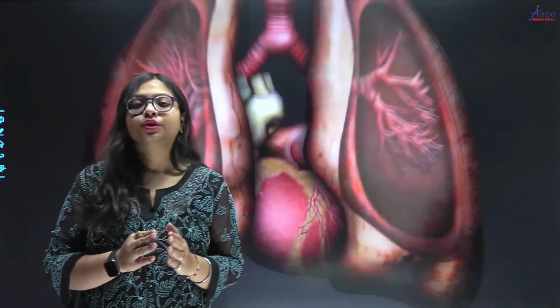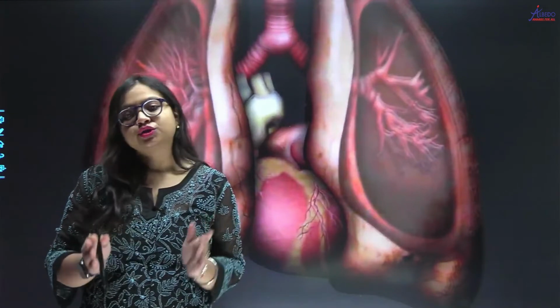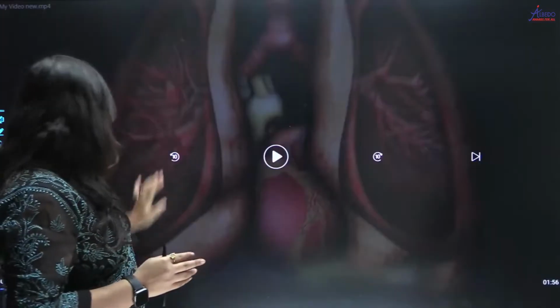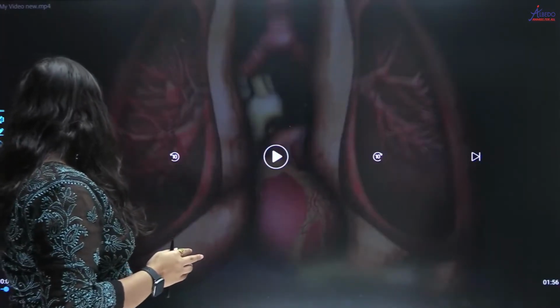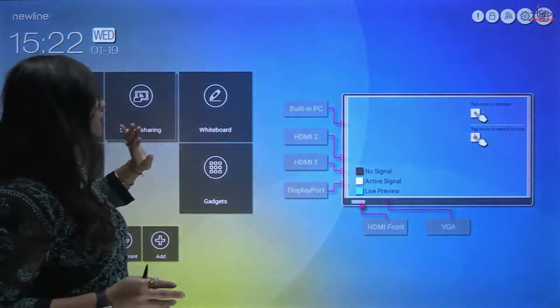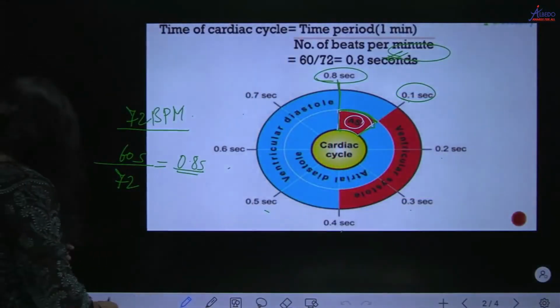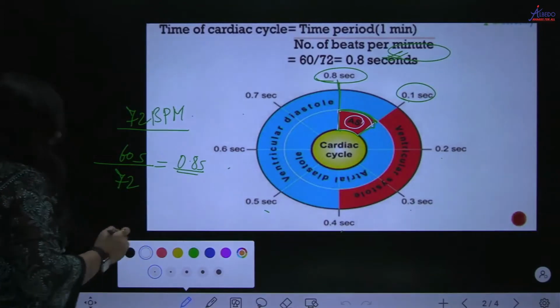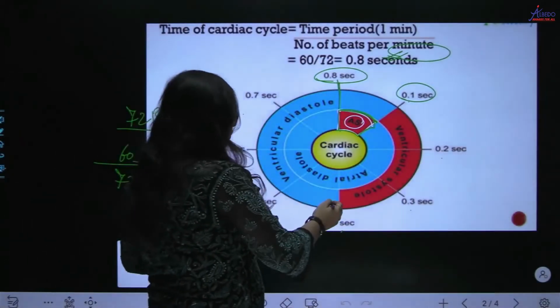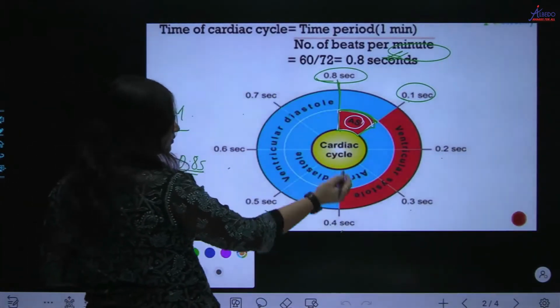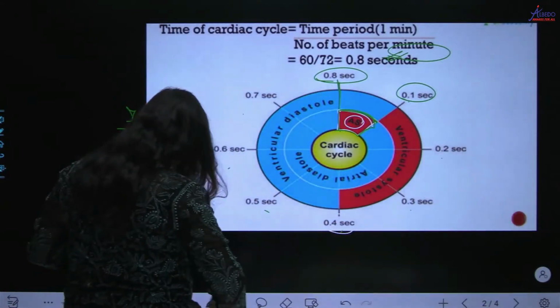I hope you understood it, and now let us move on and look at the various durations of the cardiac cycle, right? So let's start. So first there was, this is what is called from 0.4 second, right, you understand carefully.